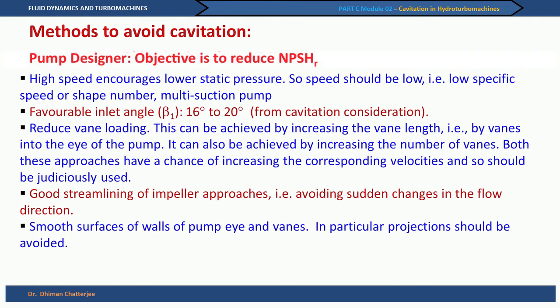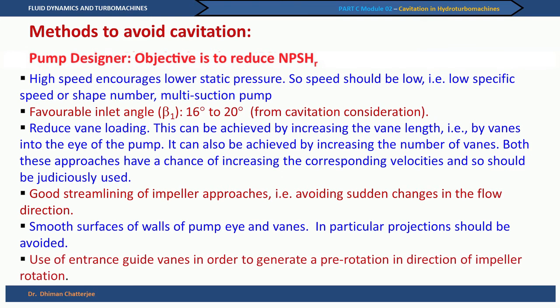from the pump eye and vanes. There should not be any sudden surface roughnesses which come as isolated roughnesses, because in the low pressure regions these isolated roughnesses can also give rise to cavitation. Entrance guide vanes can be used in order to generate a pre-rotation in the direction of impeller rotation.